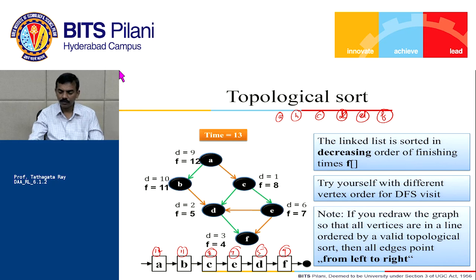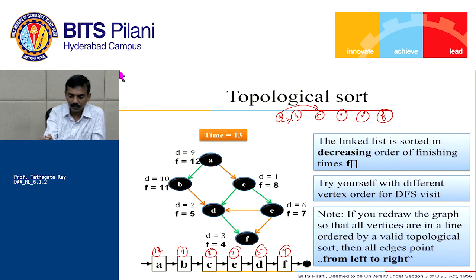Okay, so if you redraw the graph so that all vertices are in a line ordered by a valid topological sort, then all edges point from left to right. So if you now notice, between A and B there is an edge. Between A and C there is an edge. All are going from left to right.